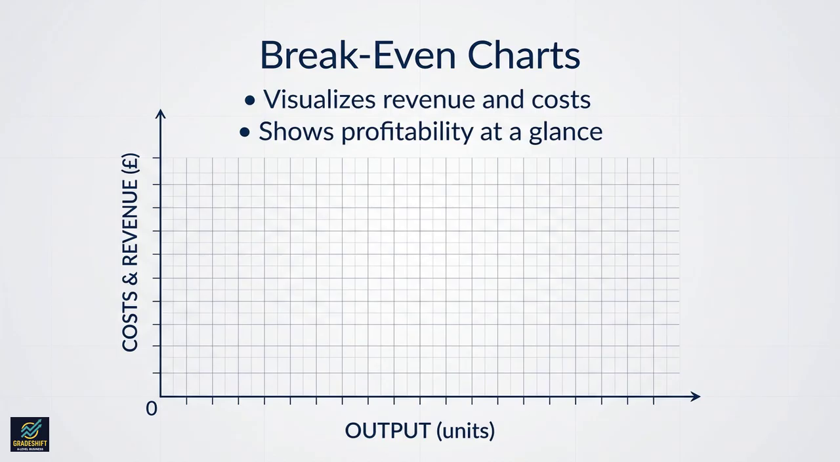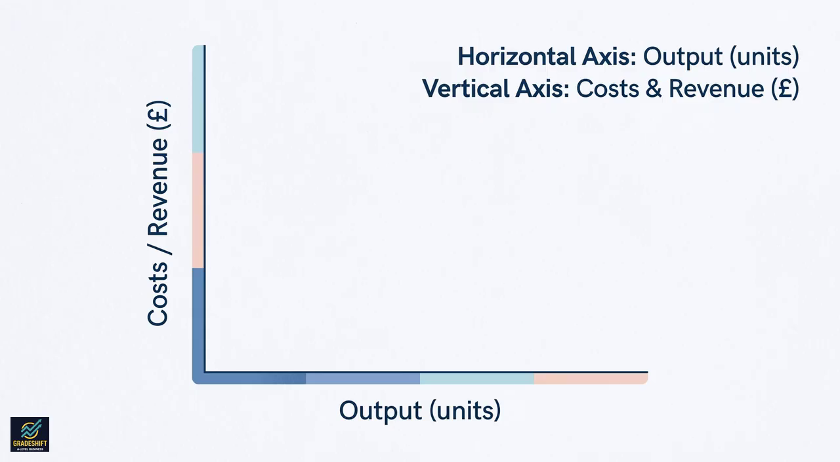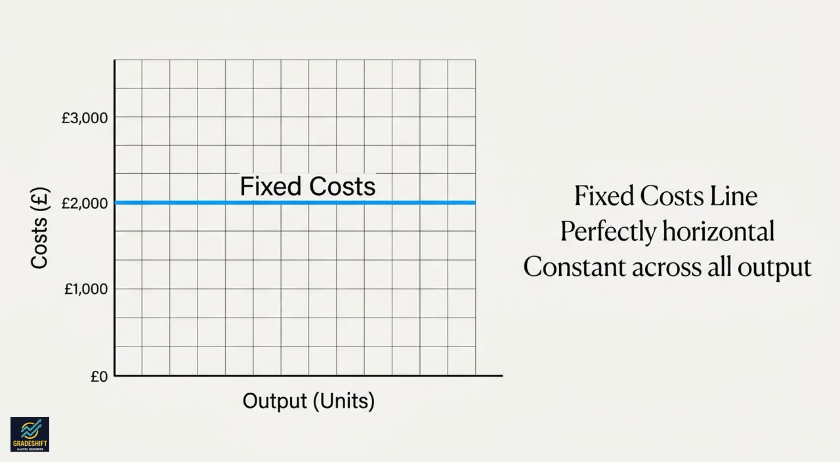While formulas are great, businesses also use break-even charts to visualize this data. A break-even chart plots revenue and costs across all possible output levels, giving managers a clear visual representation of profitability at a single glance. Let's build a break-even chart step by step. First, we set up our axes. The horizontal axis represents the output or units produced, while the vertical axis represents both costs and sales revenue, measured in pounds.